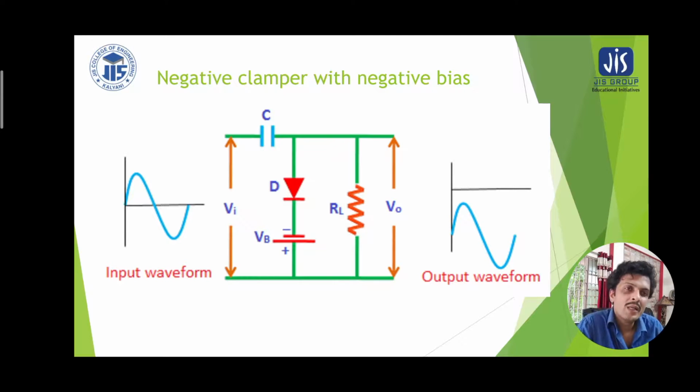So it is a clamping down circuit, and we see the positive peak value is well below the horizontal axis. That is why the waveform has been sufficiently clamped down. Now if we increase the magnitude of VB in the negative voltage, then the signal will gradually move down more and more.